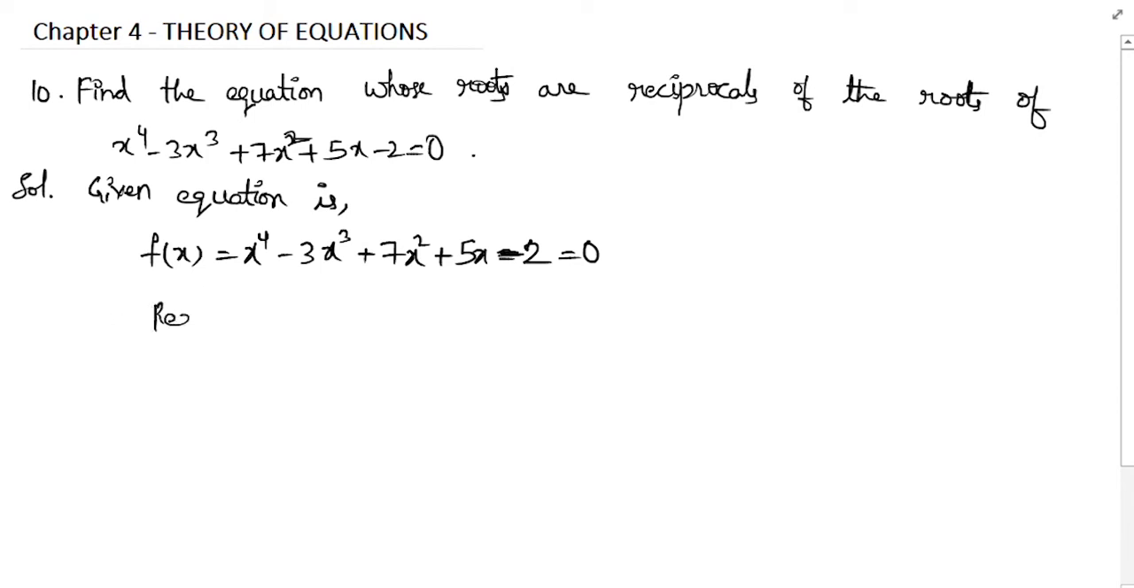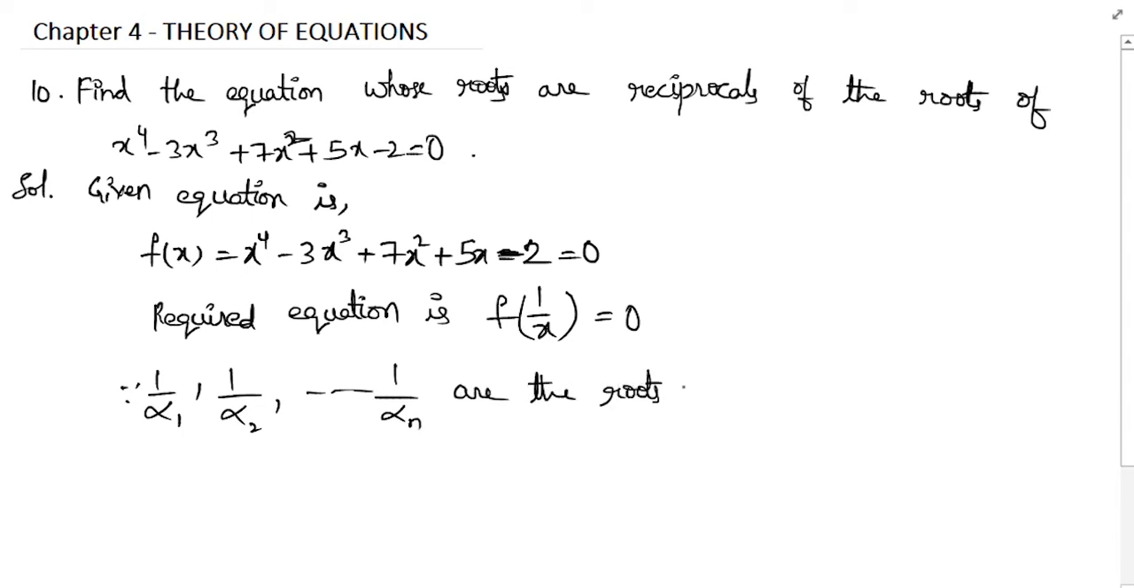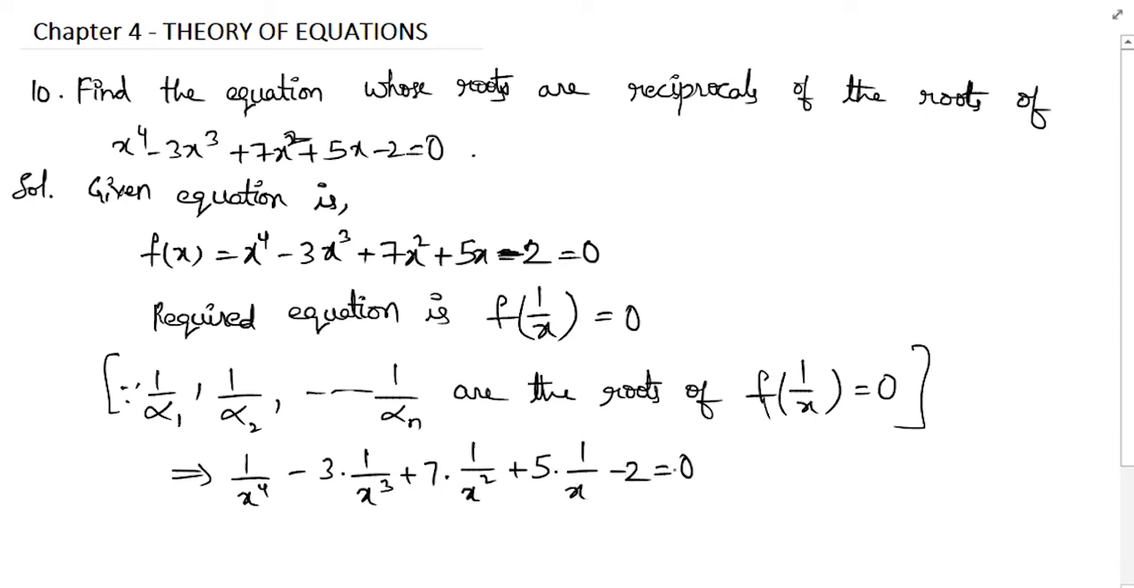So the required equation is f(1/x) = 0. Since we know that 1/α₁, 1/α₂ and so on up to 1/αₙ are the roots of f(1/x) = 0, this implies 1/x⁴ − 3 into 1/x³ + 7 into 1/x² + 5 into 1/x − 2 = 0.